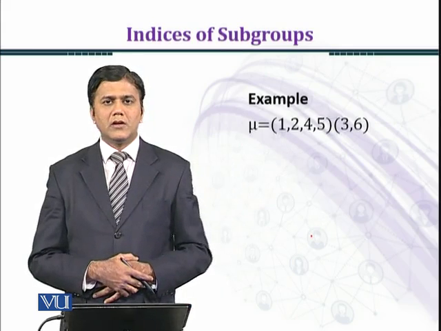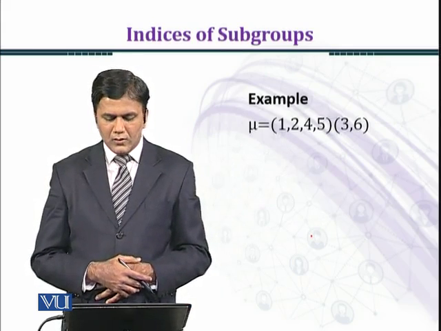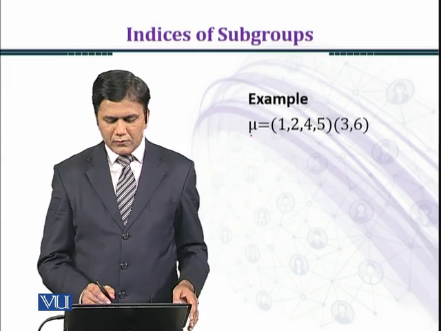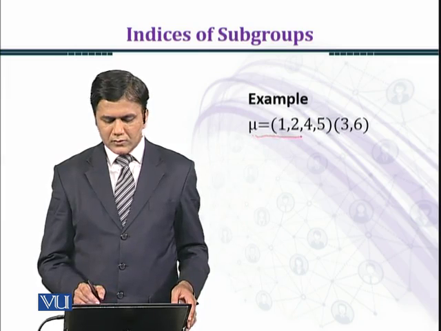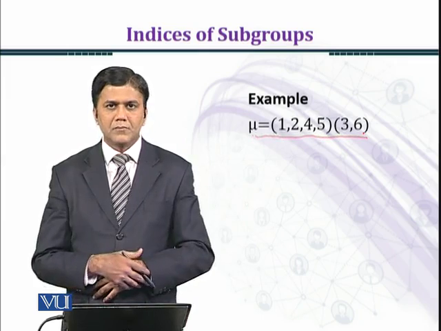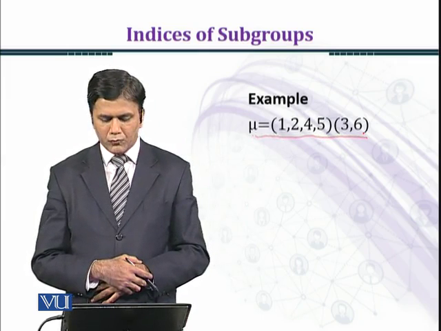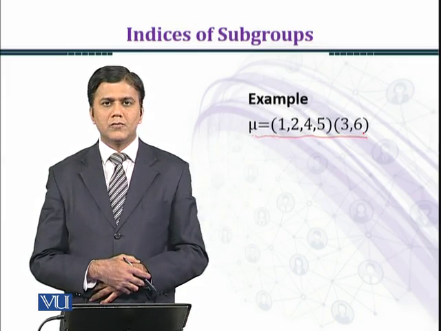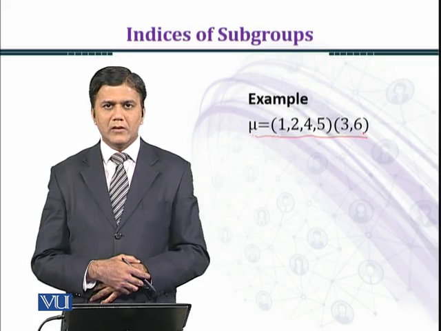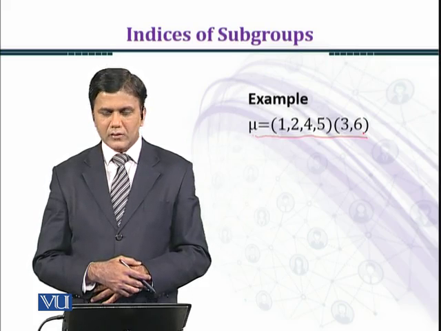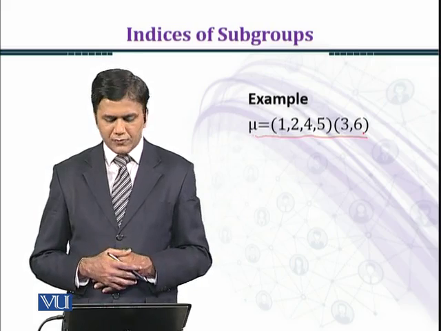Now we consider an example. We are given mu, which is the cyclic permutation (1, 2, 4, 5) composed with (3, 6), and we are considering the composition from right to left.